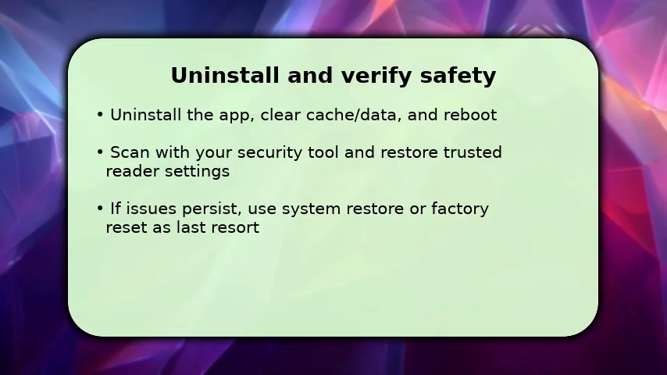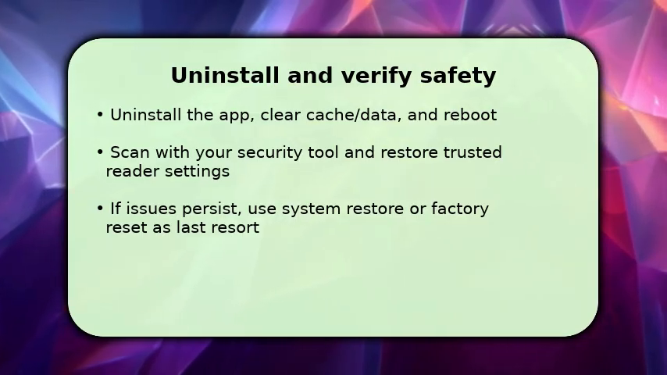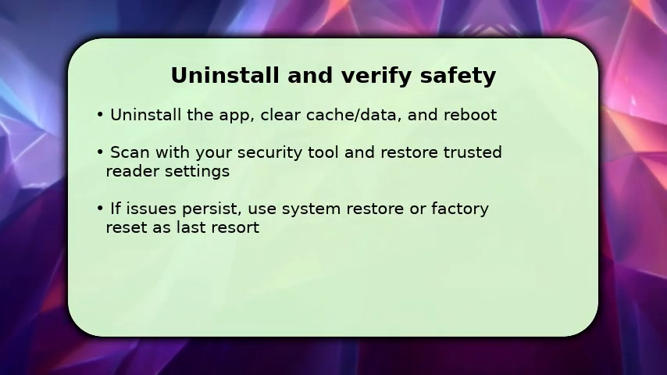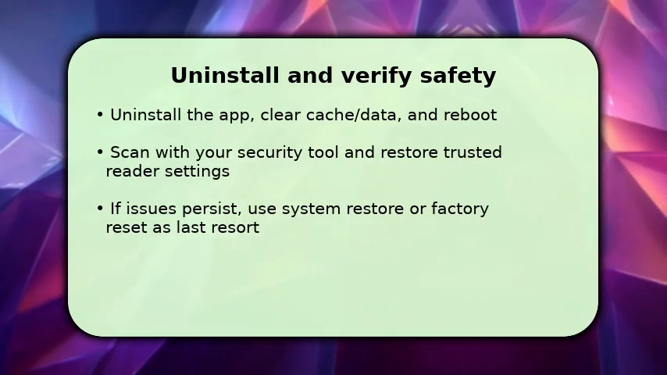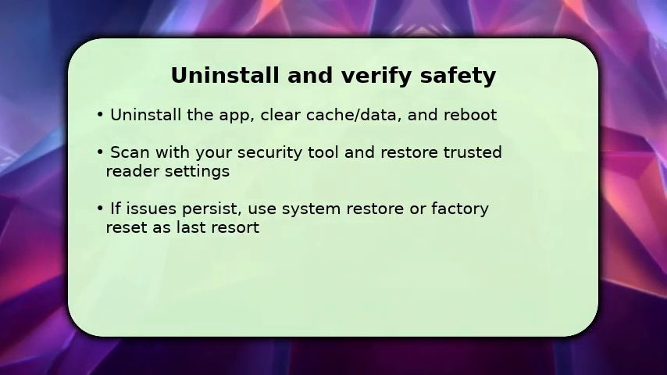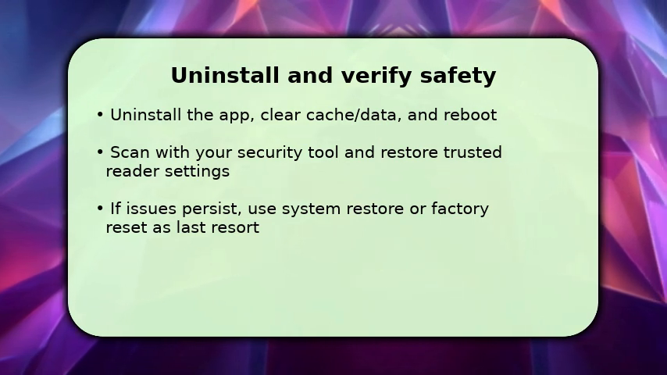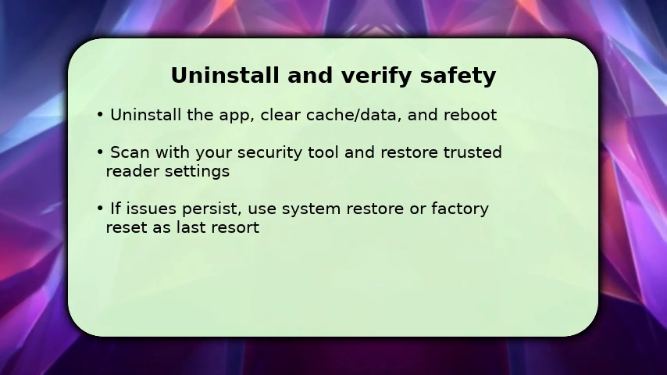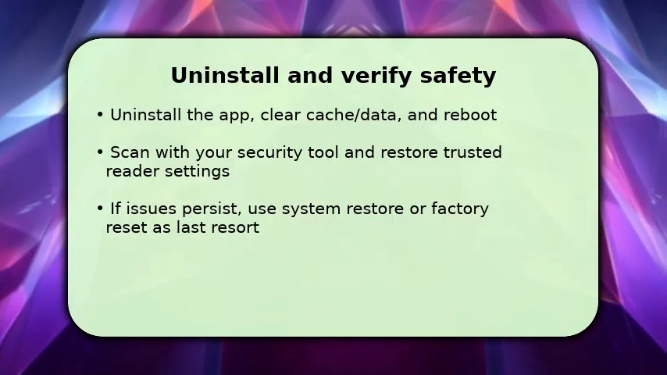If the untrusted reader reappears or accessibility behaves oddly, consider a system restore point or a factory reset as a last resort, but only after exporting important data. Troubleshooting tip: if removal fails, safe mode uninstall usually succeeds.